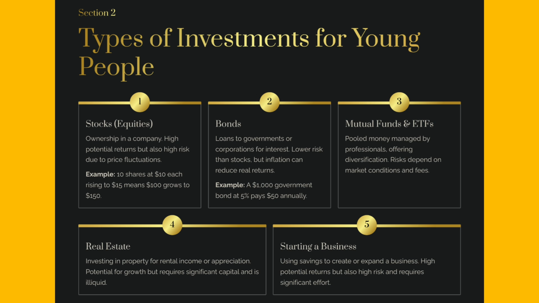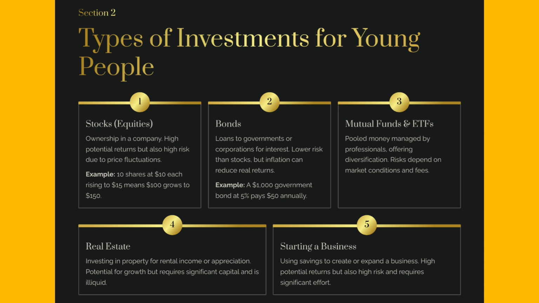Section 2. Types of investments for young people. Investments come in various forms, each with unique features, risks, and returns. For young people, understanding these options is critical. 2.1 Stocks, equities. Definition: stocks represent ownership in a company. As the company grows, the value of your shares can increase.